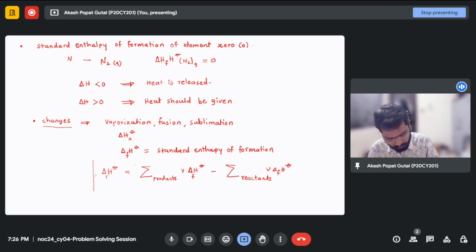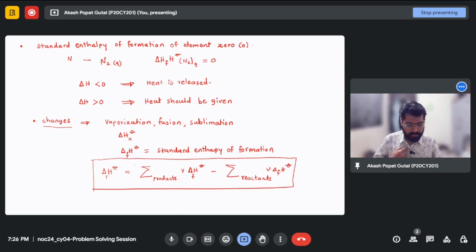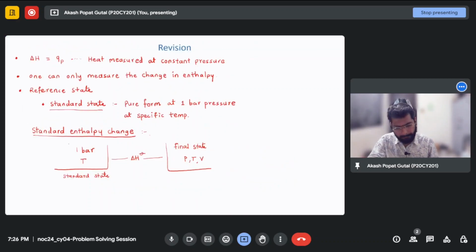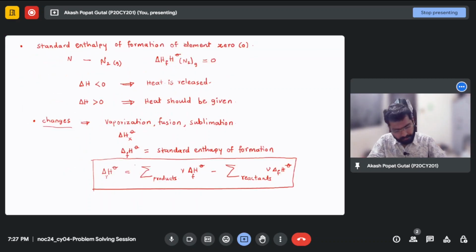So for a reaction, the standard change in enthalpy can be given as the enthalpy of formation of products minus the enthalpy of formation of reactants. And these equations are balanced with their stoichiometric coefficients. So I will introduce one new slide.